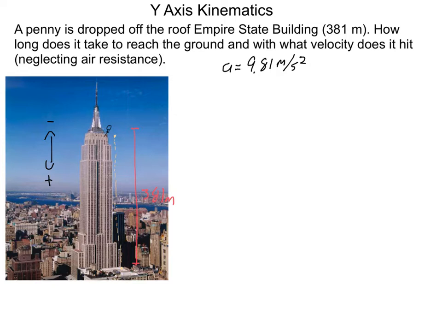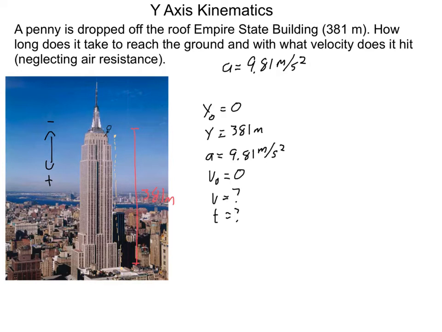I'm going to go ahead and write down all my variables now. We're looking for two things here. It says how long, that means time, and also what velocity does it hit. So we're solving for final velocity and time. Since I'm calling down to be positive, everything that goes down is positive. That means the acceleration of gravity, which always goes down towards the Earth, is positive.